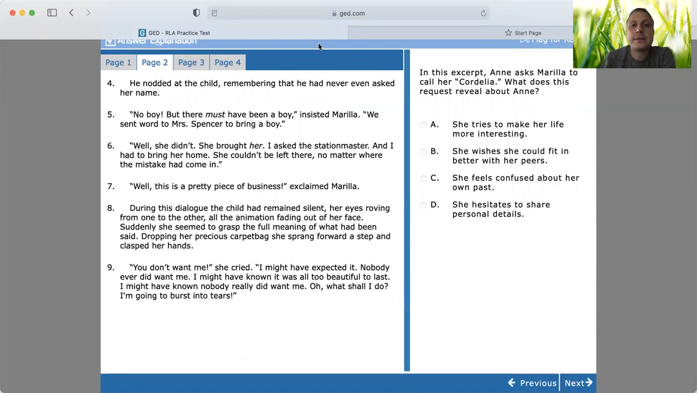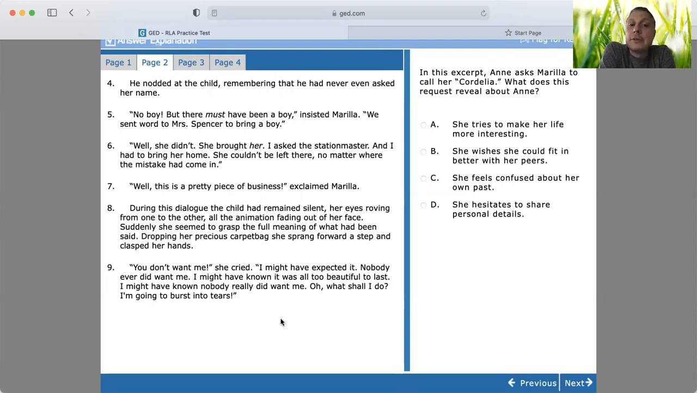He nodded at the child, remembering that he had never even asked her name. "No boy? But there must have been a boy," insisted Marilla. "We sent word to Miss Spencer to bring a boy." "Well, she didn't. She brought her. I asked the station master, and I had to bring her home. She couldn't be left there, no matter where the mistake had come in." "Well, this is a pretty piece of business," exclaimed Marilla.